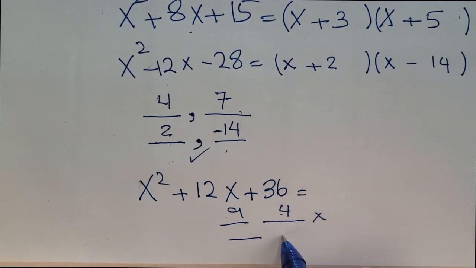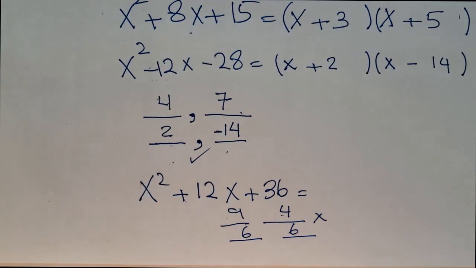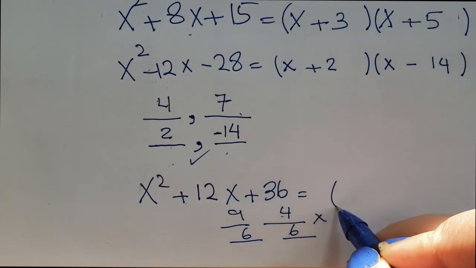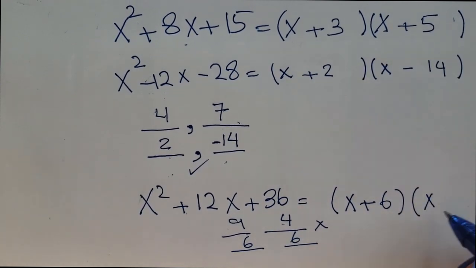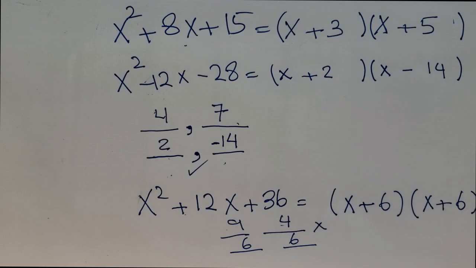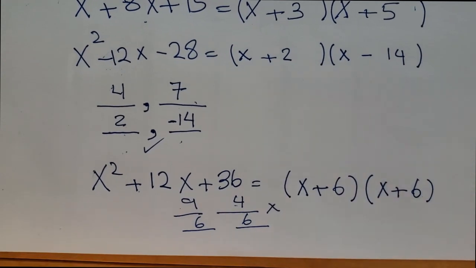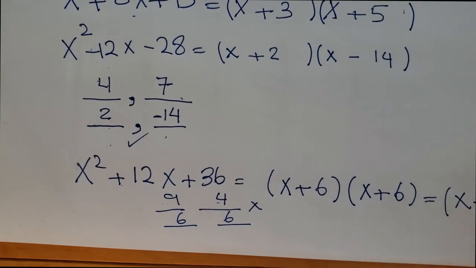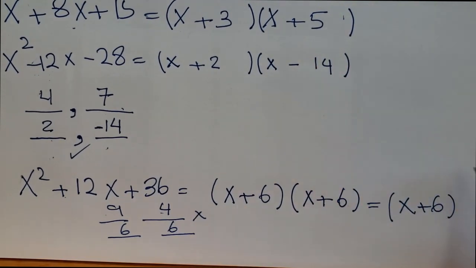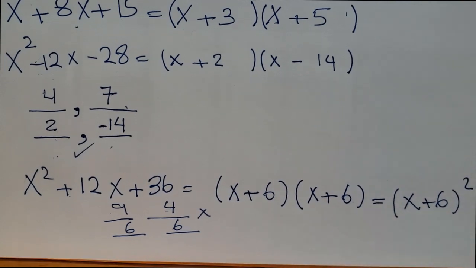For 36, another option would be 6 and 6, which I think is a good choice, because if we add them together, we get 12, and if we multiply them, we get 36. So the first parenthesis would be x plus 6. The other one would also be x plus 6. So the two parentheses are identical: x plus 6 multiplied by another x plus 6. I can simplify it further and write it as x plus 6, and because we have two of these, it would be to the power 2.